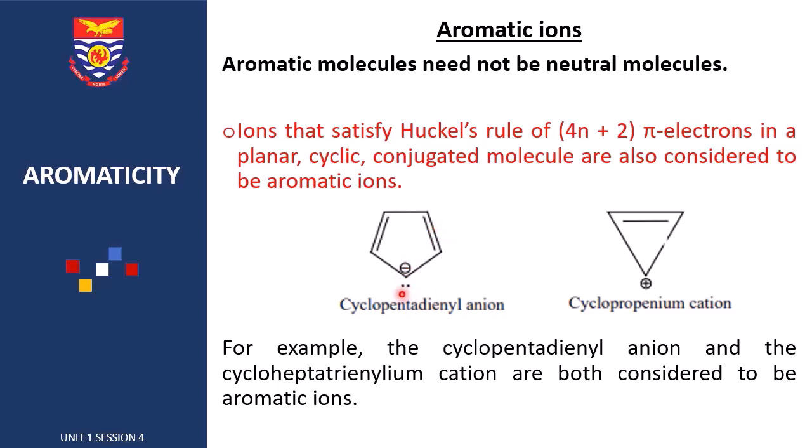They are not localized, they are delocalized, and they help in the resonance formation in the structure, making the compound aromatic. So we have aromatic anions as well as aromatic cations, collectively referred to as aromatic ions. So an example is this cyclopentadienyl anion. Another example is the cycloheptatrienyl cation.